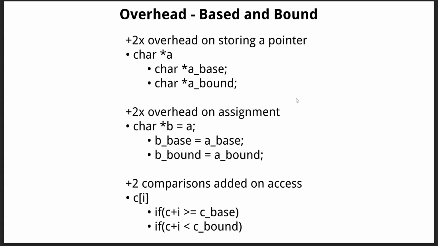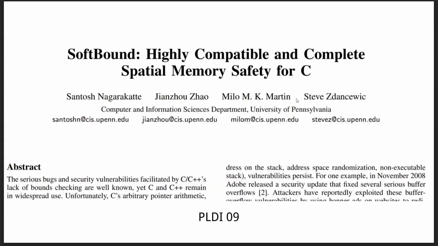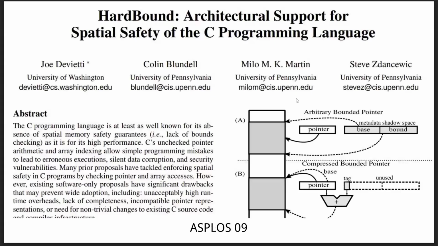So there is at least 2 times overhead on storing a pointer, and 2 times overhead on the assignment, because you need to assign the original pointer and also the bound. And also when you do every access, you need to add some comparisons, right? So this is very expensive. Good in theory, not necessarily adopted in the real world. There have been some papers on that. There is a programming language paper, a PLDI paper, 15 or 17 years ago, using a pure software solution to do that. There is also a hardware solution. They changed the CPU to do that, but it's still very expensive. So that's why we do not use them very often.